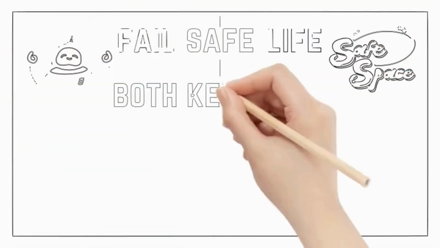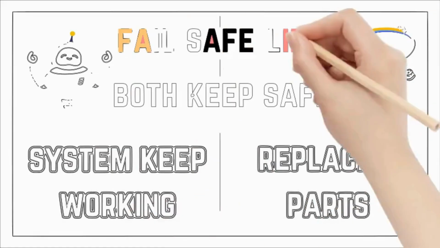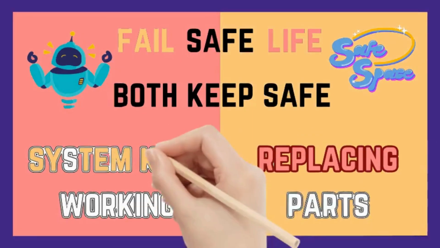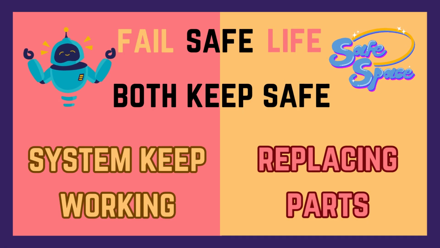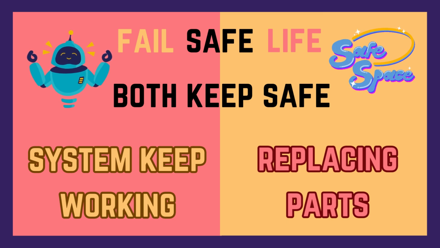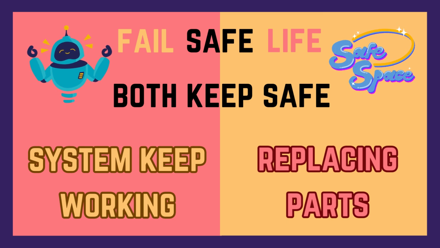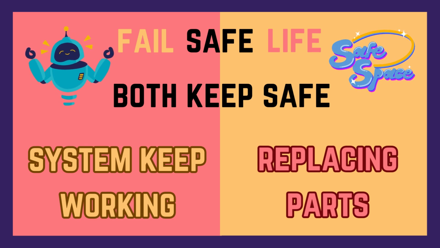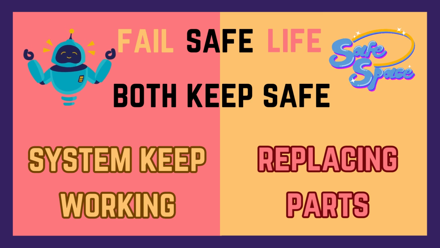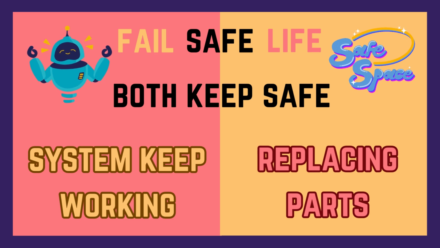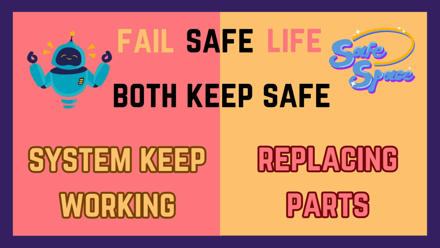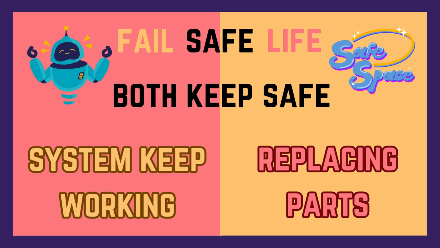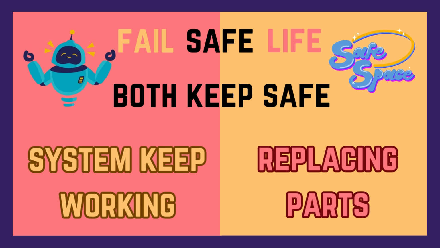To wrap things up, fail-safe and safe life are two smart ways engineers keep systems safe. Fail-safe design is all about building in backup options. So, if something does go wrong, the system can keep running smoothly. On the flip side, safe life design is more about being proactive, replacing parts before they ever have a chance to fail, especially for parts that handle a lot of stress.